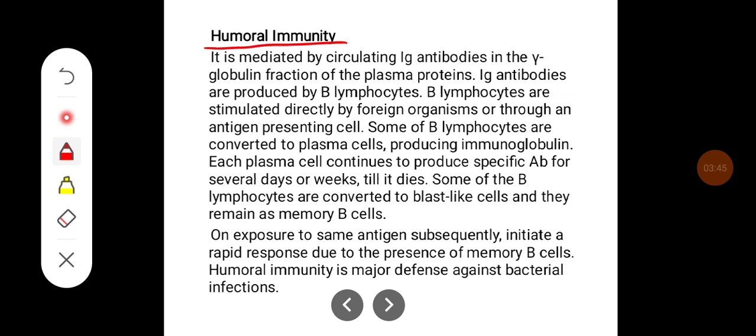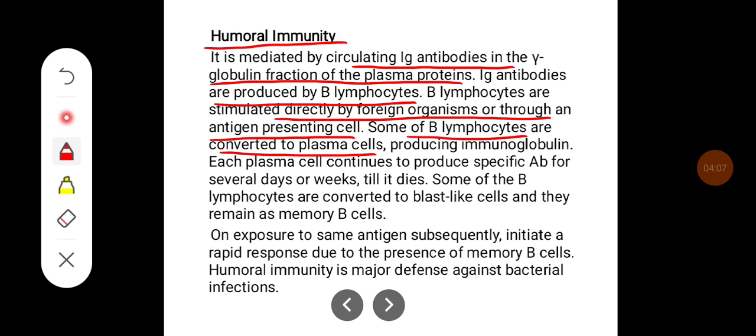Coming to humoral immunity, it is mediated by circulating IgG antibodies in the gamma globulin fraction of the plasma proteins. IgG antibodies are produced by B lymphocytes. B lymphocytes are stimulated directly by foreign organisms or through an antigen presenting cell. Some of the B lymphocytes are converted into plasma cells producing immunoglobulin. Each plasma cell continues to produce specific antibodies for several days or weeks till it dies.